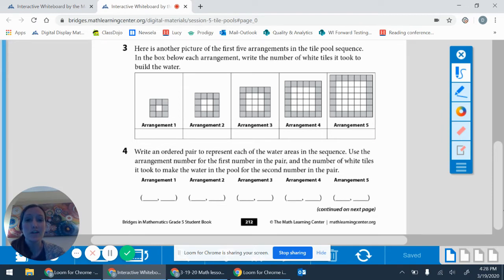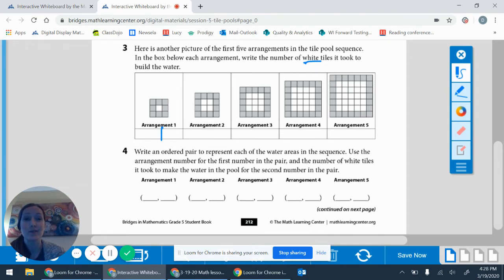It says, here's another picture of the first 5 arrangements in the tile pool sequence. In the box below each arrangement, write the number of white tiles it took to build the water. Well, good. Now we're looking at how many white tiles there are in each of those arrangements. So let's come down to arrangement 1 right here. Where's the white tile? There's only one. It's right in the middle. So we're going to come down and write a number 1 underneath our arrangement.